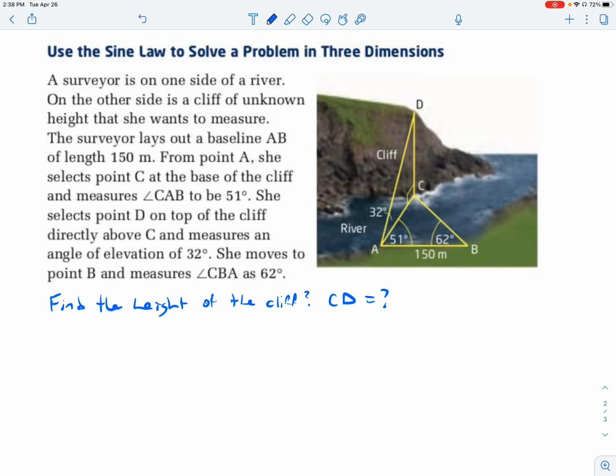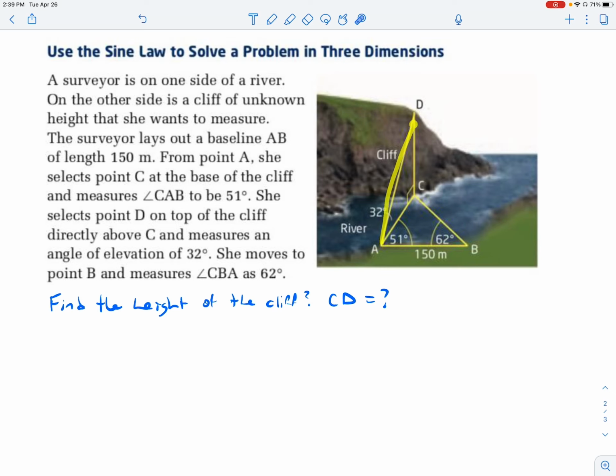Okay, so to do any of these questions, it's important that we clearly establish the triangles that we want to use. We want to take what we're trying to find and work backwards. So if I'm trying to find the height of this cliff CD, what information do I need in order to find this? We have a nice right angle triangle. We have this angle right here. If I'm trying to find this opposite length, I'm going to need one other piece of information.